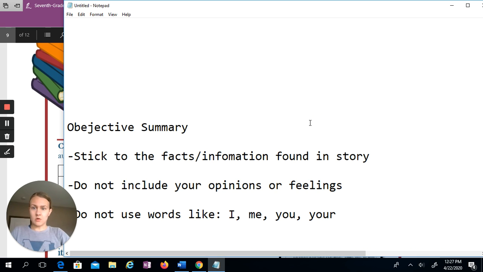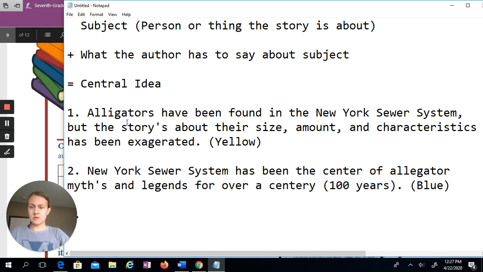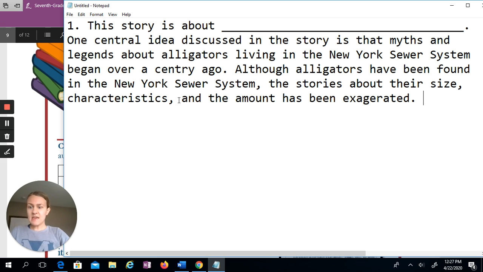Now, you take your last central idea to finish up this paragraph. You can include a sentence or two about your last central idea. If the central idea fits better here before this one, go ahead and add it where you want to in the paragraph. But you then need to finish this paragraph up by adding one to two more sentences about that final central idea that you wrote on your own, and then give me a conclusion sentence. Wrap it all up. Right there, we have our objective summary. Super easy.